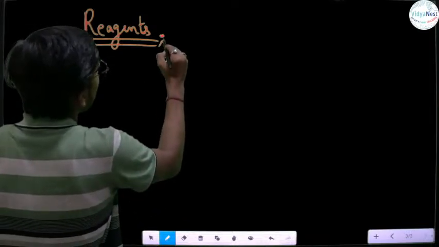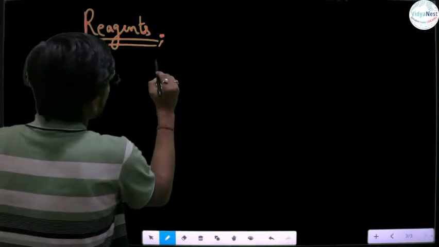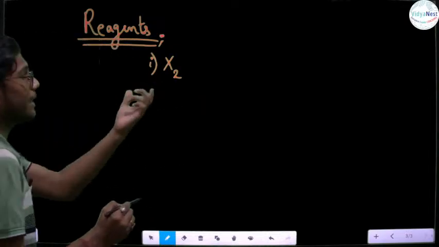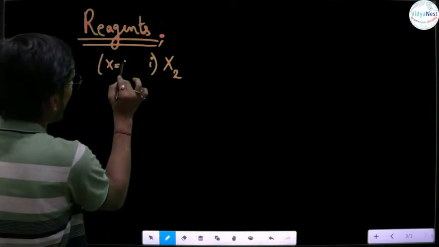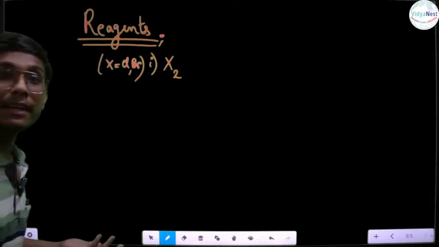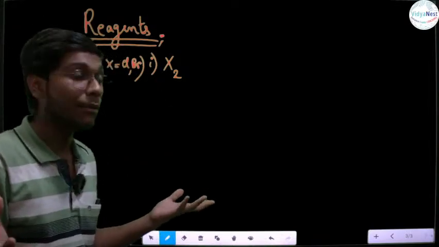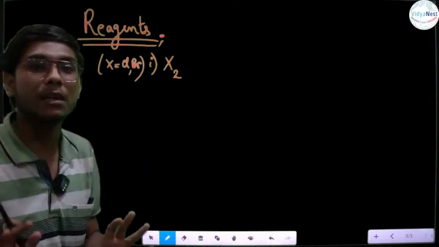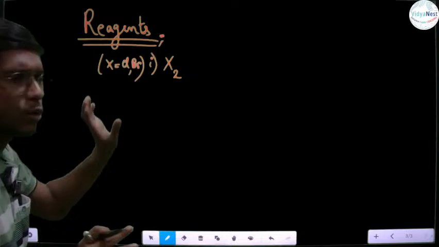However, the main important reagents are, number one, if we are given some halogen molecule X2, where X is either chlorine or bromine. Why not fluorine or iodine? Because fluorine is highly explosive in nature and iodine is too stable to react very fast, so its yield is very less. Chlorine and bromine give a considerable amount of yield. That's why we mainly take chlorine and bromine in case of halogens.